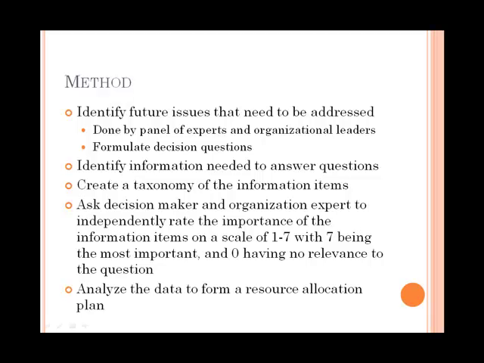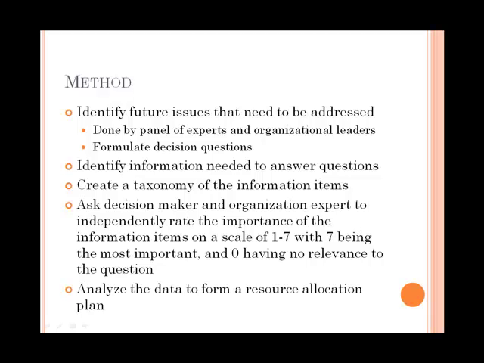The next step includes identifying the information that is needed to solve the pertinent issues. This information needed is then collated and sorted into different general categories. The purpose of this taxonomy is to put related pieces of information together so that one can see if there is a need for a piece of information across all decisions that need to be made. This taxonomy of information items is then reviewed by the decision maker.